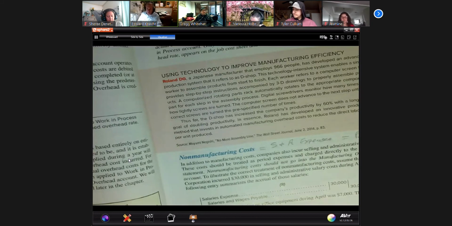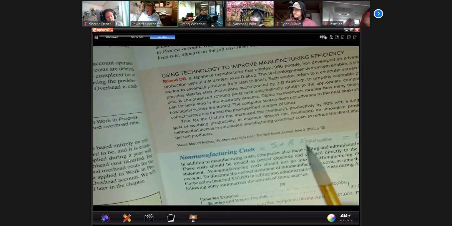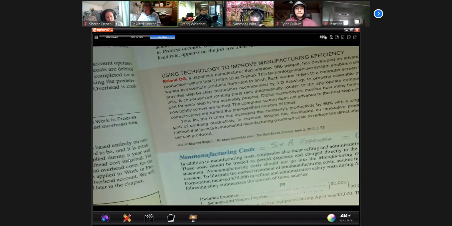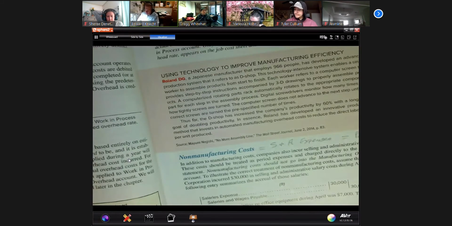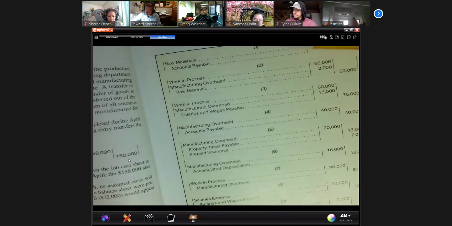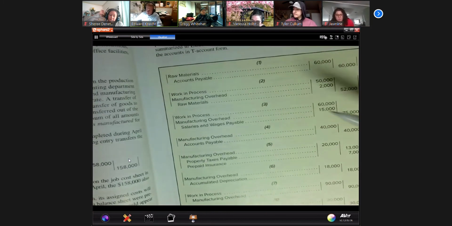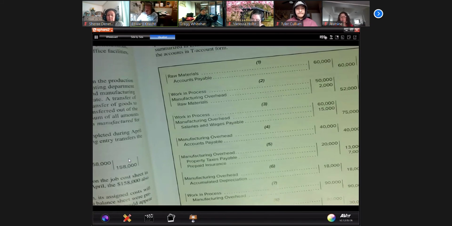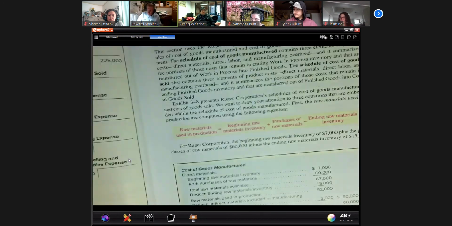And then non-manufacturing costs, those are selling and administrative costs. They're known as period costs. And you can read about those. Those are costs we already covered in accounting 255. And then they use the T accounts to summarize all those. So this is a good page because it brings it all together. This is how your answer sheet is going to be on the exam. I'm going to give you transactions, and you've got to journalize them.